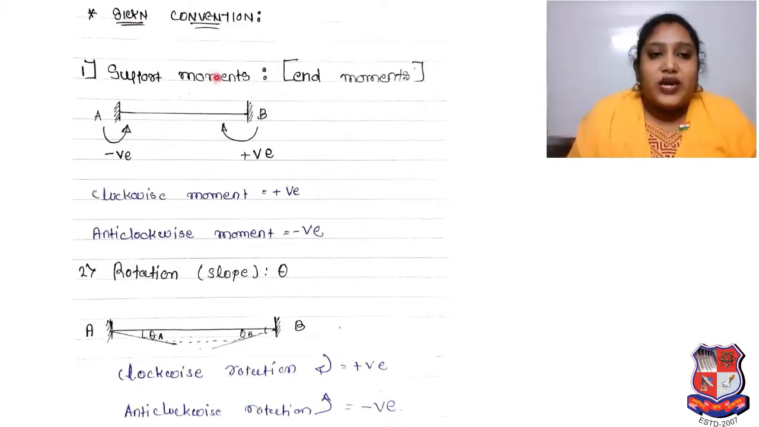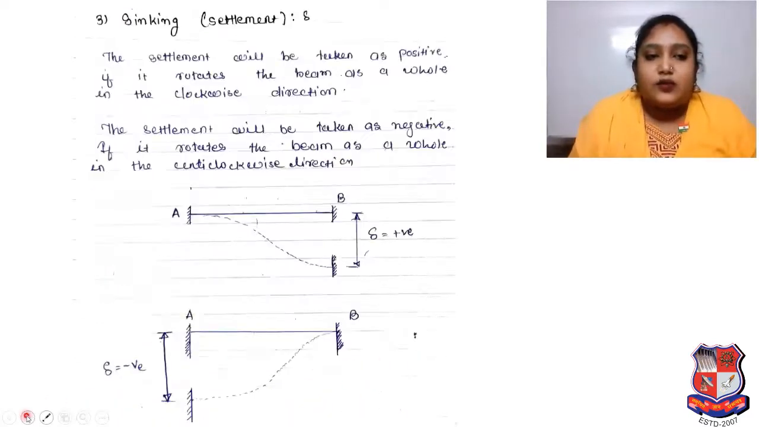Okay, so here you can see fixed beam AB. Here you see the moment direction, clockwise and anti-clockwise moment direction. You see as per that, the sign is negative and positive. So clockwise moment will be positive, anti-clockwise moment will be negative. Rotation, slope theta. So here you can see fixed, and here some theta is there, theta B is there. So clockwise rotation positive, anti-clockwise rotation negative.